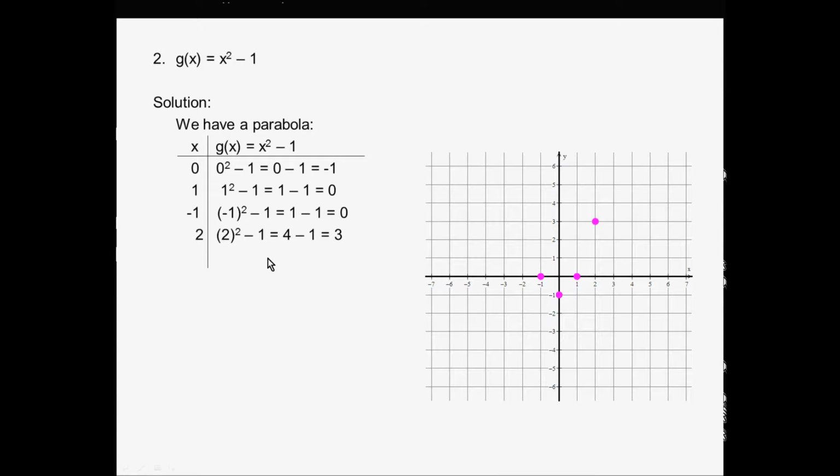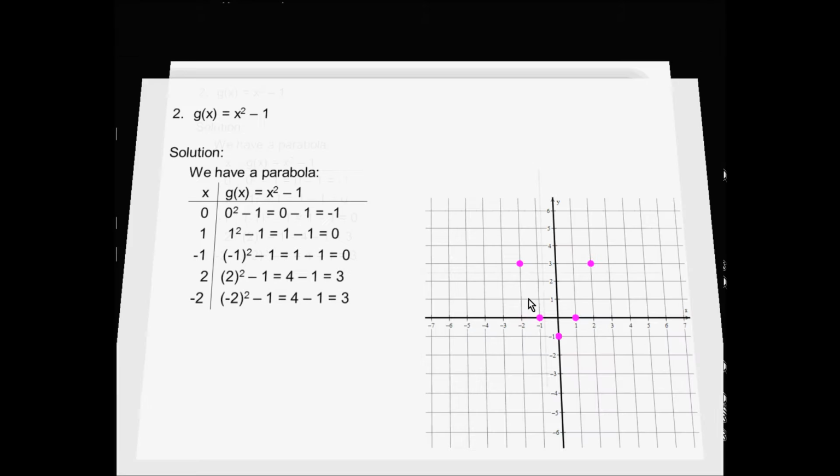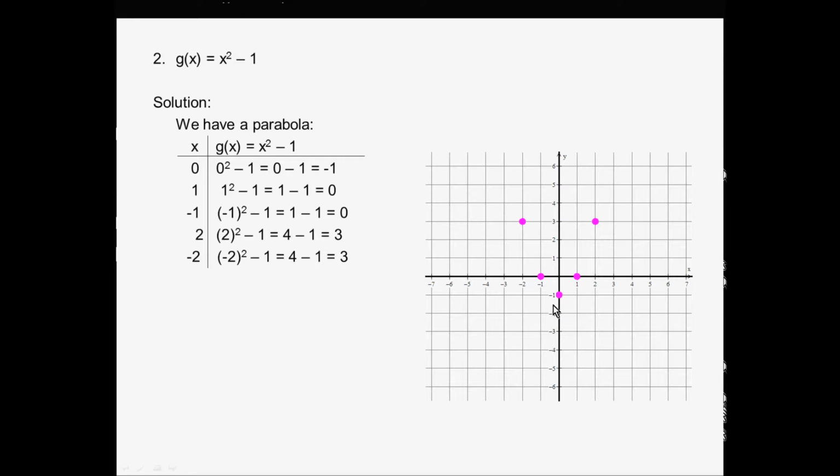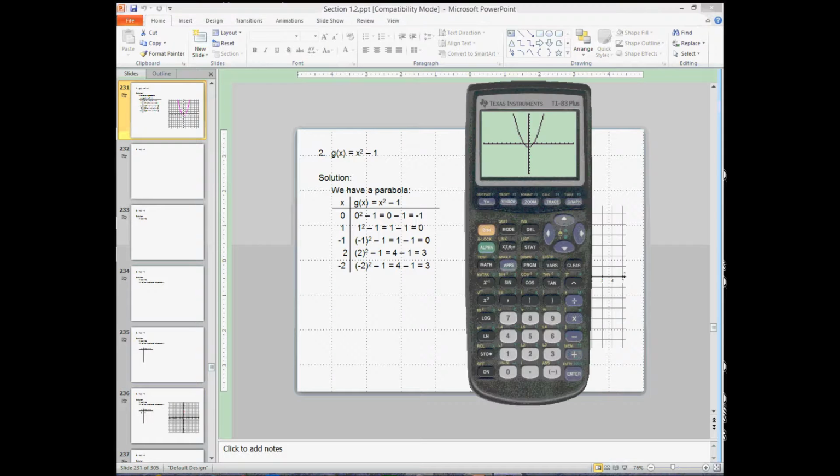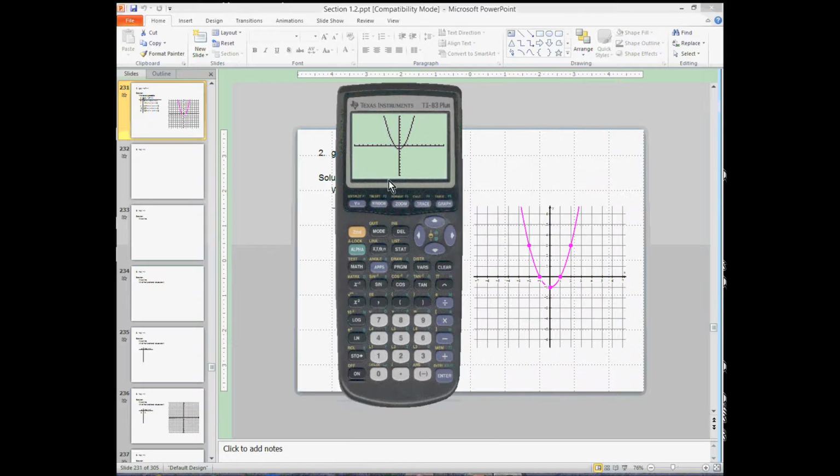And for the sake of completeness, let's do negative 2. So we'll have negative 2 squared minus 1, 4 minus 1, which is 3. So (negative 2, 3). And now you draw your parabola. And does this look like what the calculator drew for us?